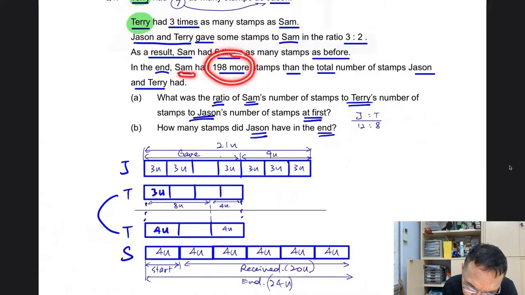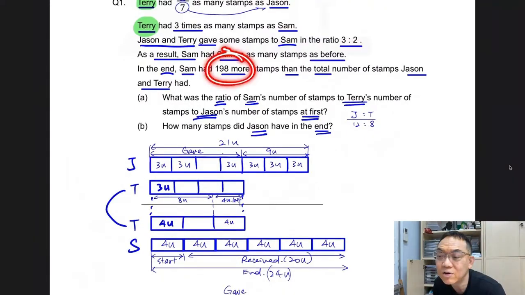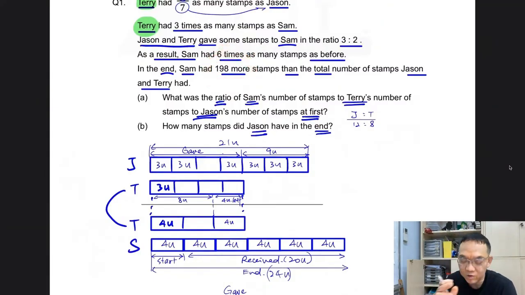Now, listen, this one do a bit of thinking. They say to you that Sam is now 198 more than the total of Jason and Terry. Okay, question, is it 198 more than Jason and Terry left, or Jason and Terry at first? Very good. First, yes. The rest of you also got it right. Fantastic.